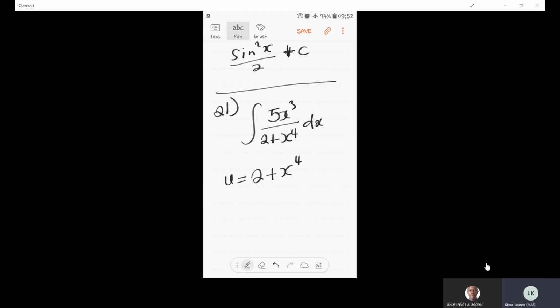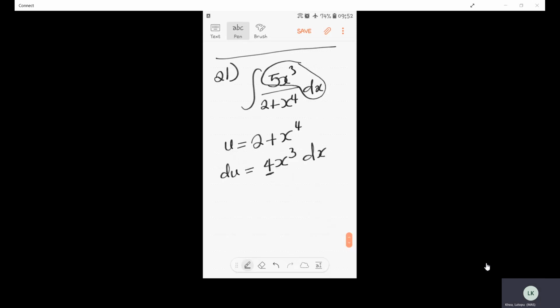When I differentiate this, du is 0 plus 4x to the power of 3 dx. But when I look at my numerator, it's 5x to the power of 3 dx instead of the 4. So what I do is multiply both sides by a constant so that I have 5 as my coefficient.